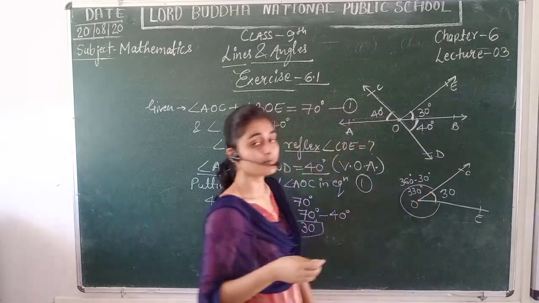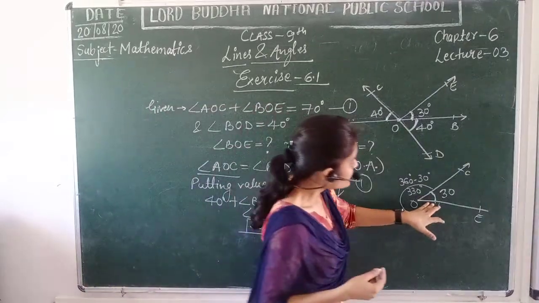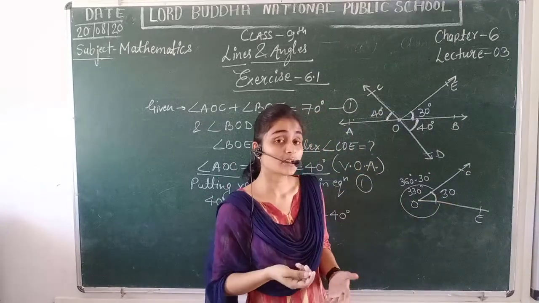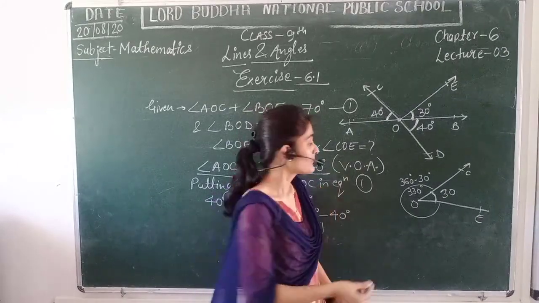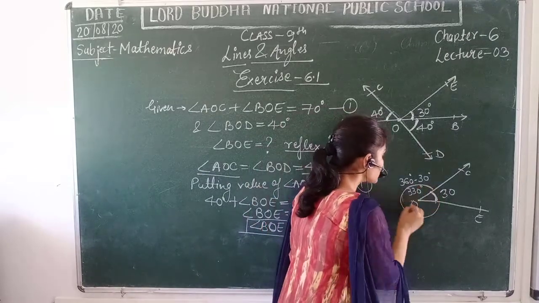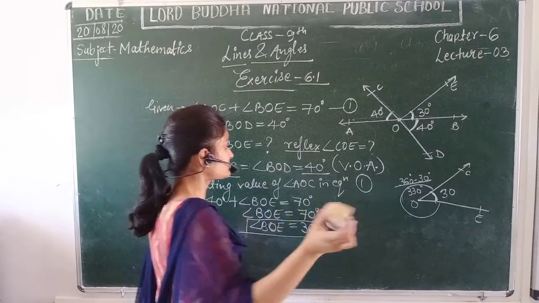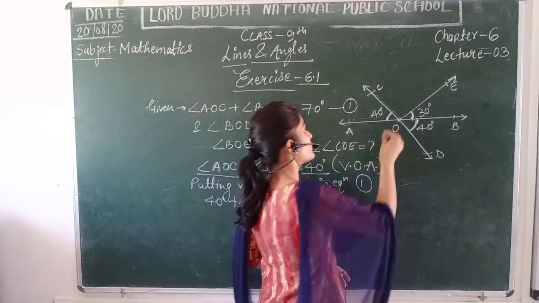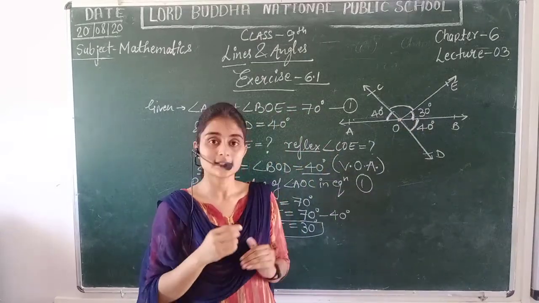Okay, let me repeat my words. Reflex angle COE means the remaining part when you subtract it from a complete angle. If this angle equals 30 degrees, then reflex of this angle will be equal to 360 minus that particular angle. So if you want to find reflex COE, first you need to find the value of COE. Then only you will be able to find reflex COE, right?